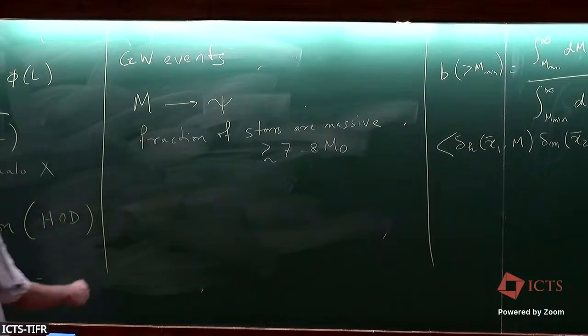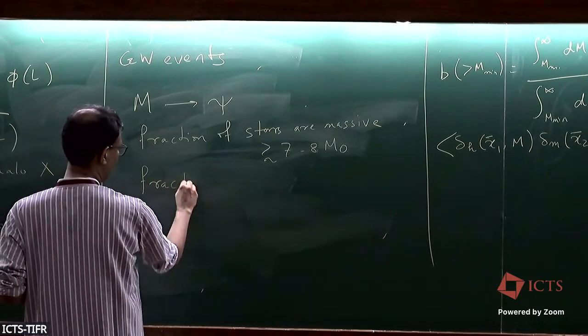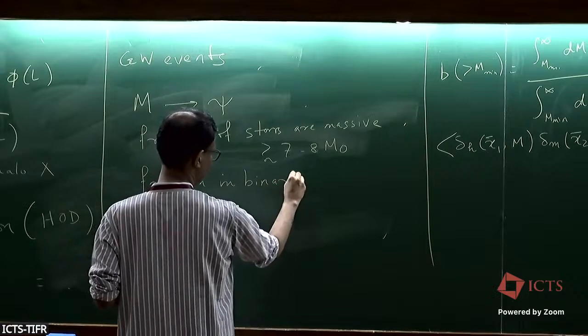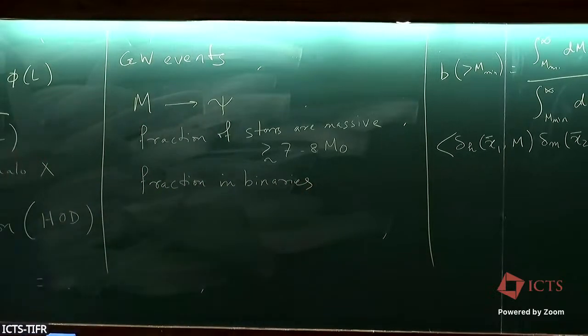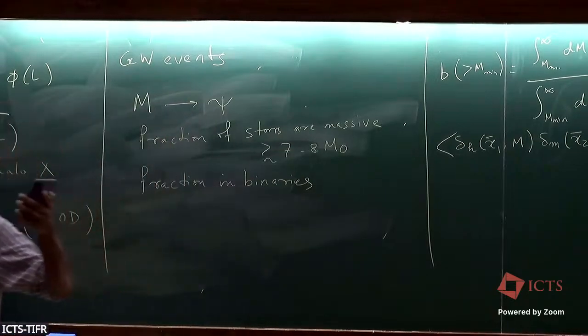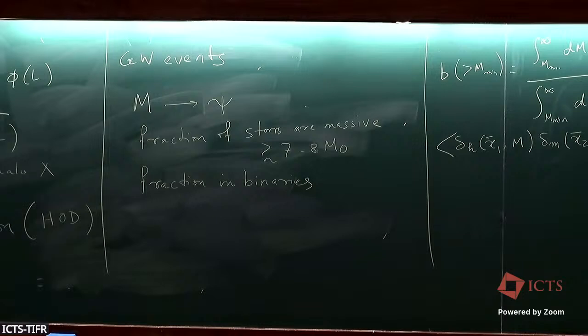Now, not all of them will go into binaries, only a fraction will. And then out of that, only a fraction will merge in a reasonable amount of time. So it's not like all stars which are forming will go and start giving you gravitational wave events. All these things you have to understand. And for that, you need to understand what is the mass distribution of stars, what fraction of stars are massive. As I said, at early times, when the metallicity is small, it is easier to form massive stars, and vice versa.